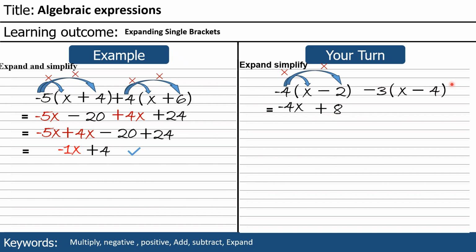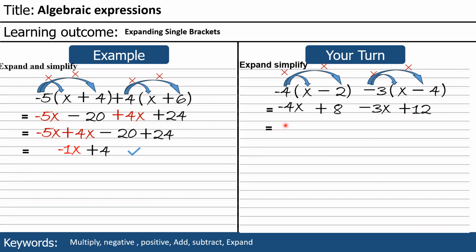Okay, and we're going to repeat the same process here, but this time your multiplier is negative 3. So we multiply throughout our bracket with negative 3. Therefore, negative 3 multiplied by x will give us negative 3x, and then negative 3 multiplied by negative 4 will give you a positive 12, because a negative multiplied by a negative is a positive.